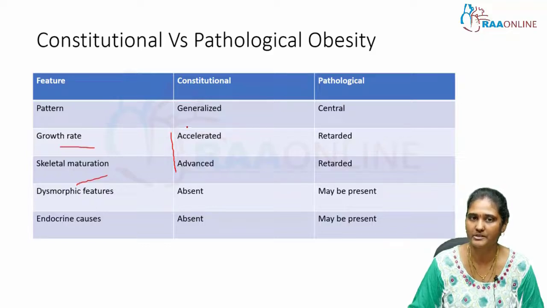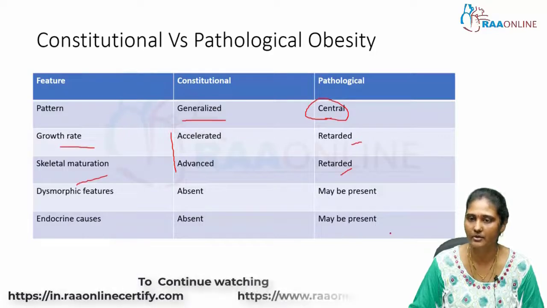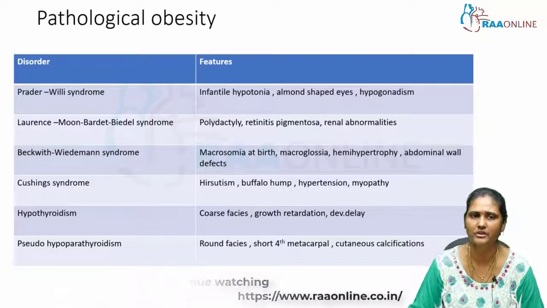They have a proportional obesity, in the sense that the fat distribution will be generalized, whereas in pathological there will be more central obesity. So, an important criterion is whether the growth rate and skeletal maturation are normal and the fat deposition is generalized, which points towards the physiological, that is nutritional, cause. Pathological is central obesity, and the growth rate will be retarded and skeletal maturation may also be retarded. The child may show some dysmorphic features or some endocrinological causes. That differentiates constitutional from pathological. So, what are the common causes of pathological obesity? These are the common syndromes.